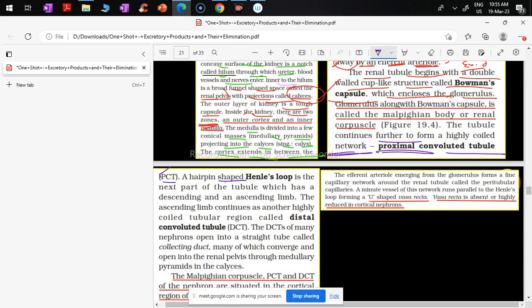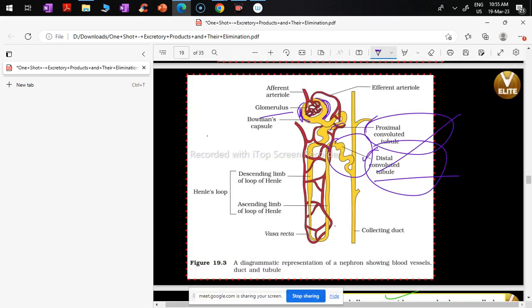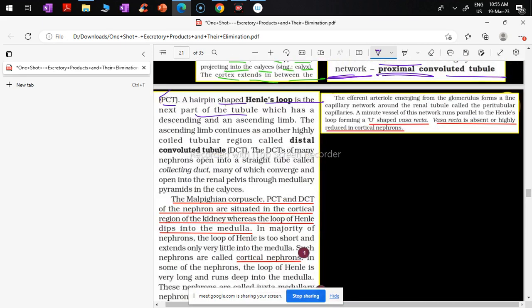A hairpin shaped Henle's loop is the next part of the tubule. There is a structure which is hairpin shaped, called the Henle's loop, and it is the next part of the tubule. This has the descending and ascending limb.